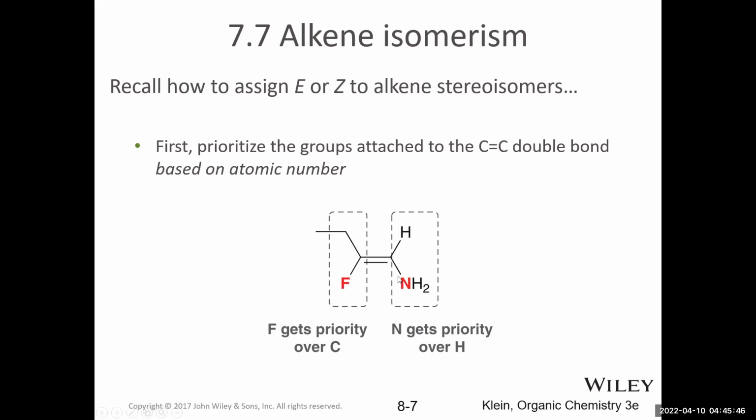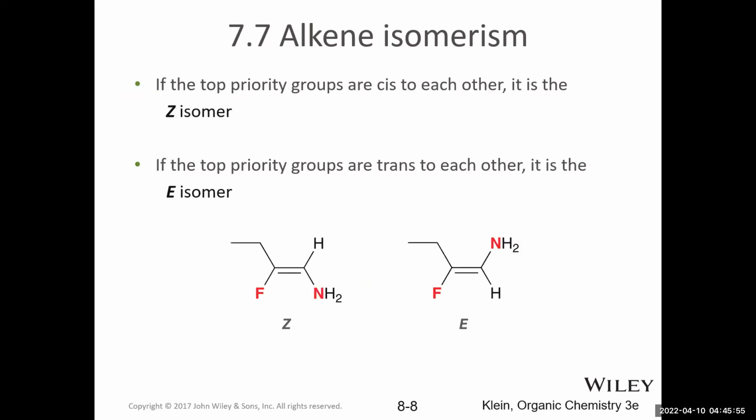And when you have 2 groups that are on the same side of the double bond, we call that Z. And if they were on opposite sides of the double bond, we would call that E. Notice same side Z, which stands for zusammen, which means together in German. And N and F are on opposite sides, so we call this E, which stands for entgegen, which is opposite in German.